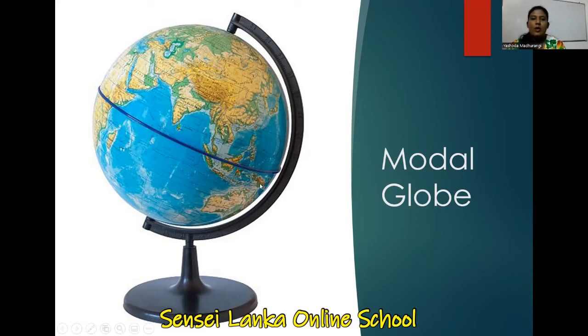So Pute, this is the model globe. In this model globe, we are drawing the longitudes and latitudes. We think they are there. So this is a model globe.